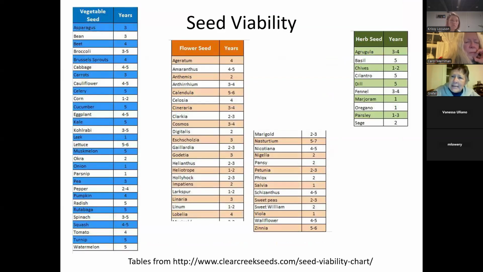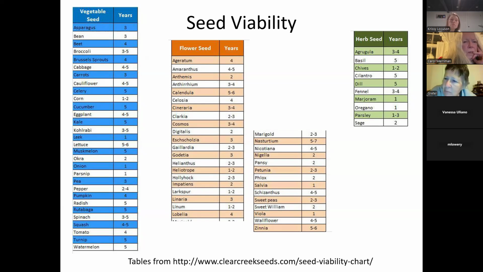I often get asked how long seeds last. We don't know. We have data on how long they last with a high germination rate, and there are lots of tables online. So leeks 1 year, lettuce 5 to 6 years, but that's with a high germination rate. Beans, it says 3 years, but we have germinated beans that we think are over 1,000 years old.